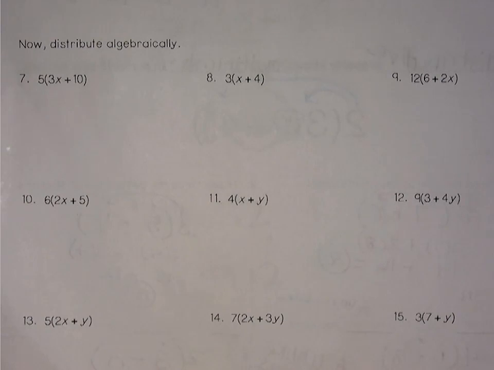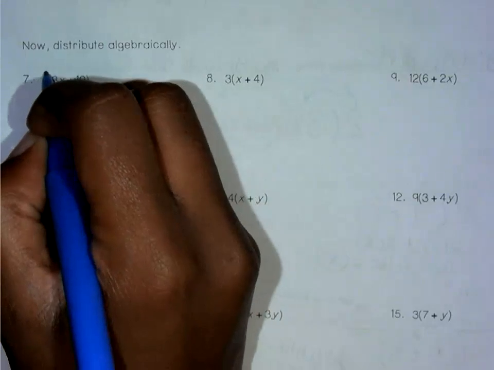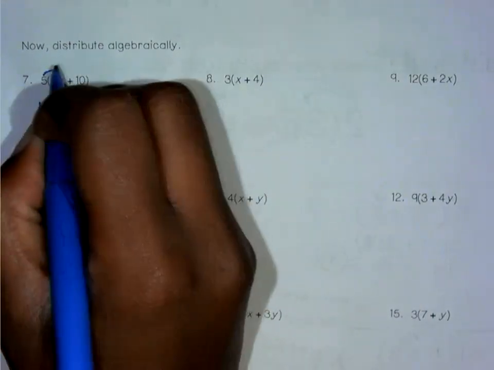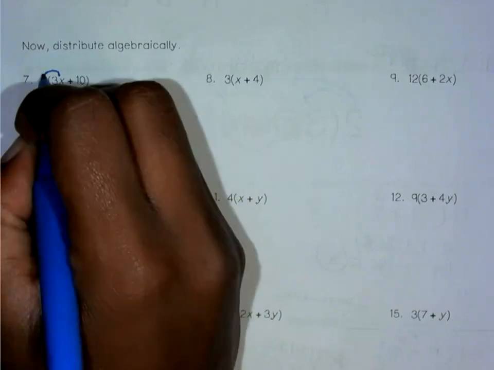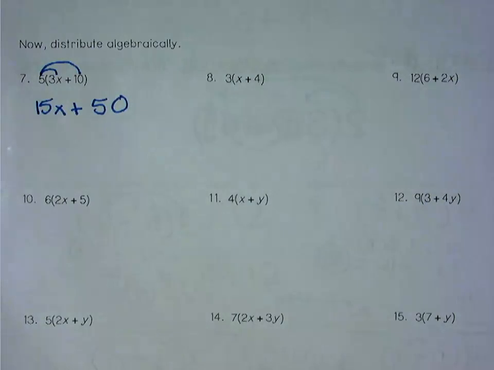So starting with the first 3 at the top, you have your 5, which is being distributed to 3x and 10. So if you need to draw arrows, 5 times 3x is 15x. And plus 5 times 10, which is 50. And that is your answer. And that is it. All right.